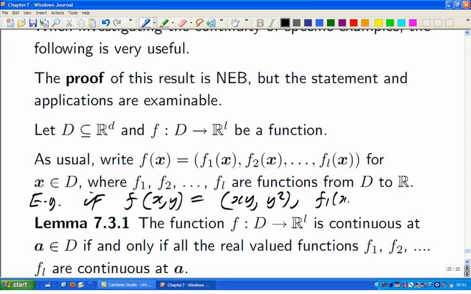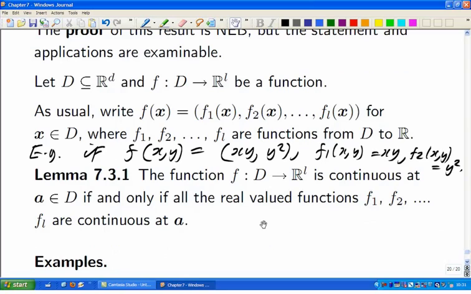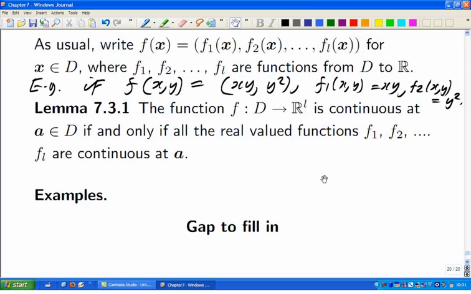So, for example, if you had f of (x,y) equal to (xy, y squared), then you have f1 of (x,y) equal to x times y, and f2 of (x,y) equal to y squared. You've got two coordinates, you've got two different functions in those coordinates. You can pick them out and call them f1 and f2. If you're going to R^l, you've got l different functions, and you pick them out and call them f1 up to fl, and you've got real valued functions.